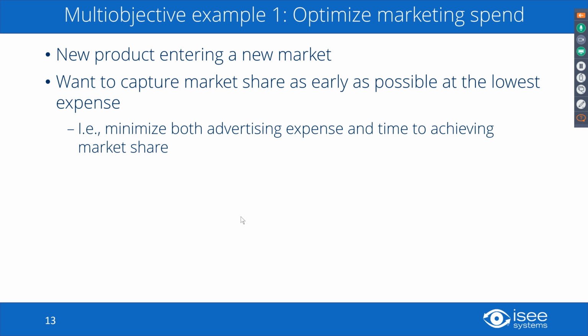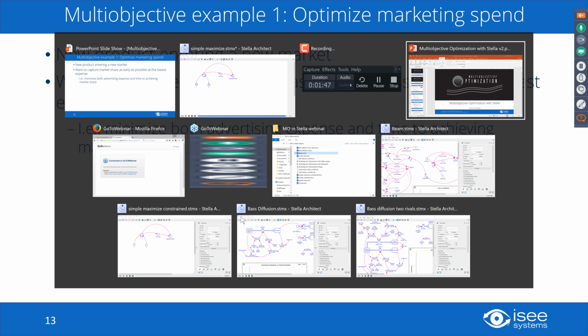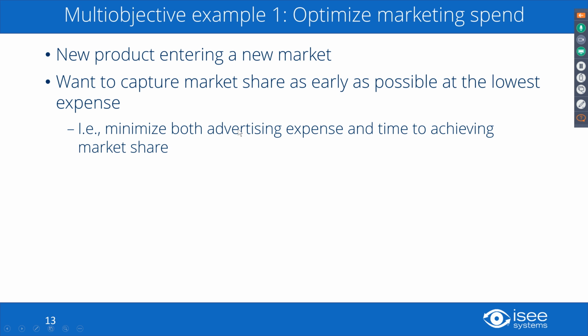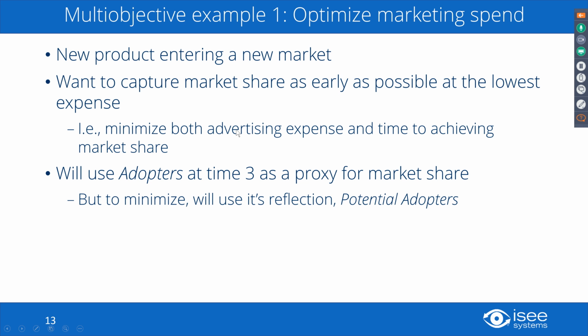So we have a new product entering the market, and we want to capture our market share as early as possible at our lowest expense. So we want to minimize advertising expense and the time to achieve market share. If we look at that model very quickly, it's just a Bass diffusion model, and we want to minimize how much we're spending on advertising, but we want to get as many adopters as fast as we can in case someone else comes in the market. So we're going to use adopters at time 3 to be a proxy for market share, but we want to minimize both.